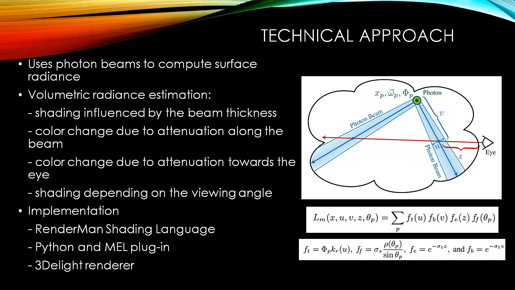To achieve this goal, this paper uses photon beams to compute surface radiance based on the first radiance equation. It contains four elements such as shown in the second equation. The shading depending on the viewing angle and the beam thickness. Also, the color change due to the attenuation along the beam and towards the eye.